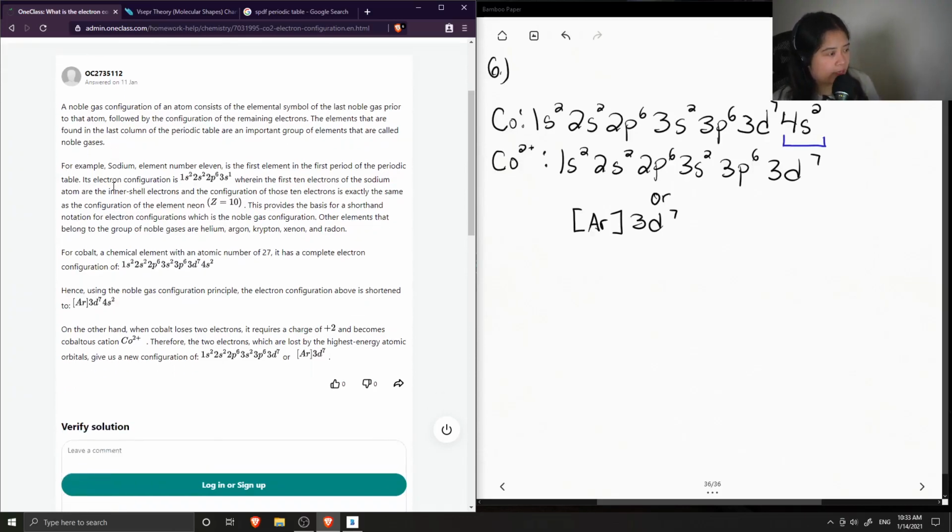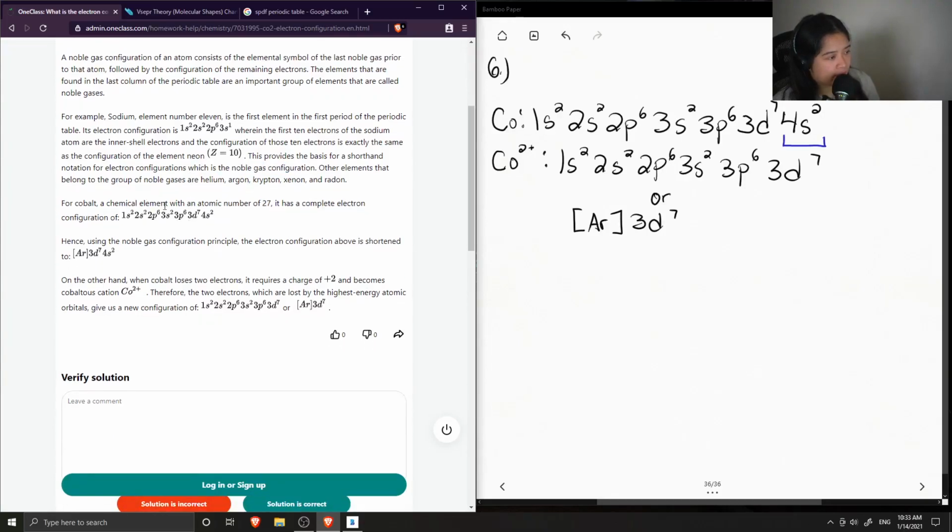So they have an example of its electron configuration: 1s2, 2s2, 2p6, 3s1, wherein the first 10 electrons of the sodium atom are the inner shell electrons, and the configuration of those 10 is exactly the same as the electron configuration of the element neon. This provides the basis for a shorthand notation for electron configurations, which is the noble gas configuration.